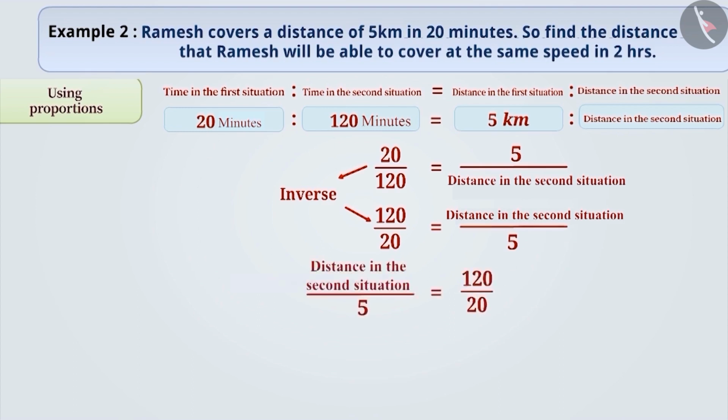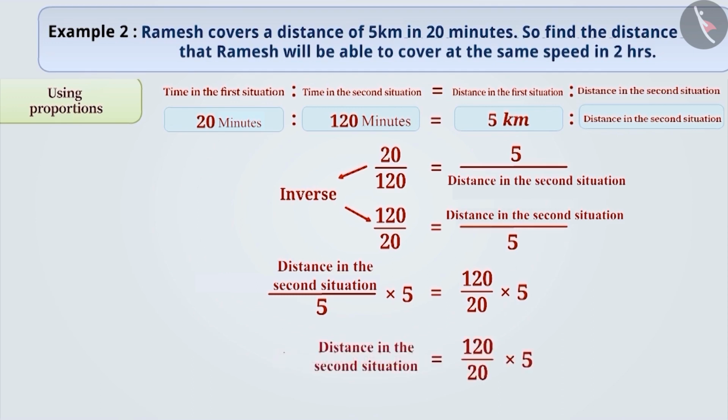Now either multiply both sides by 5 or take the 5 from the left to the right and change the sign from division to multiplication. Distance in second situation by 5 into 5 is equal to 120 by 20 into 5, which is equal to 30 kilometers.